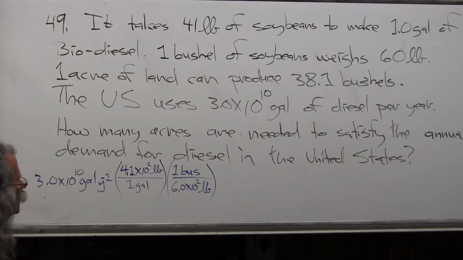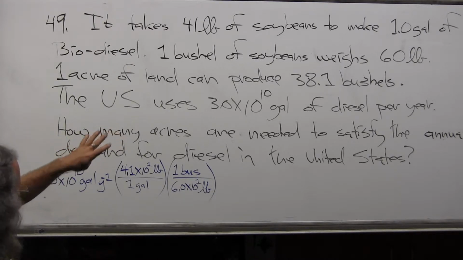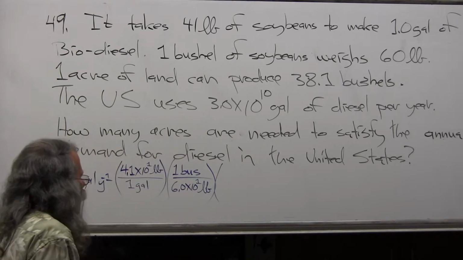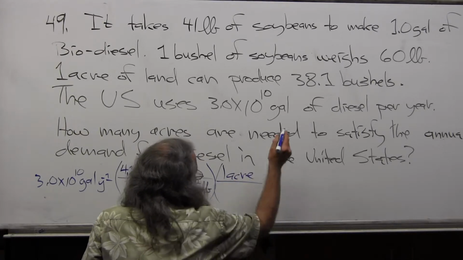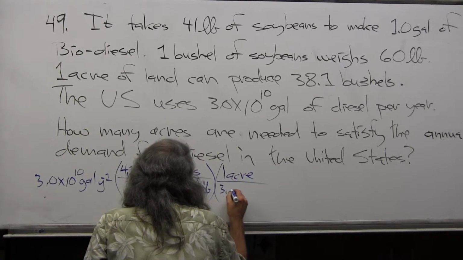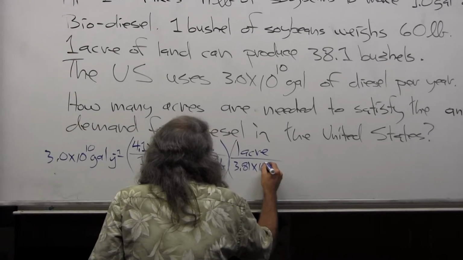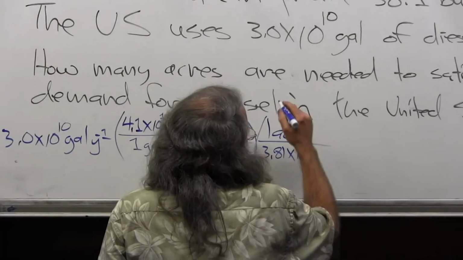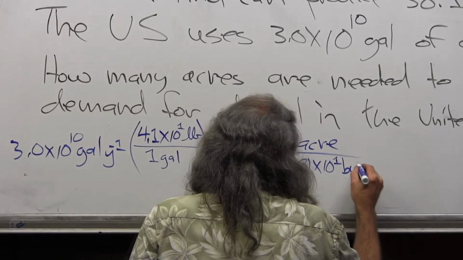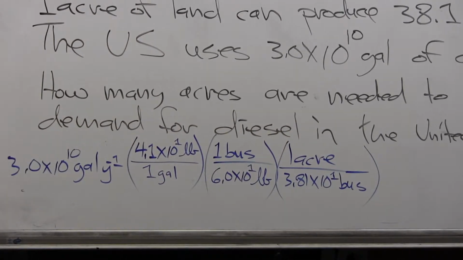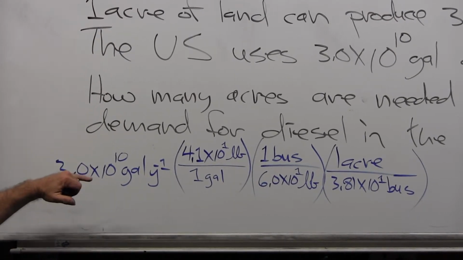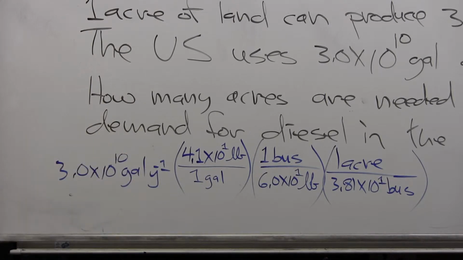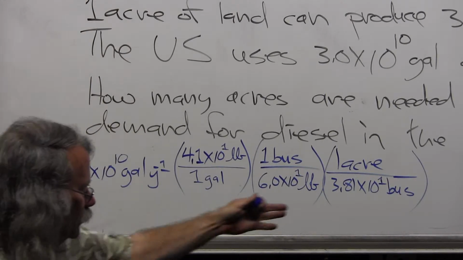Okay, so we're now in bushels, and now I'm going from bushels to acres. There is 1 acre for every 3.81 times 10 to the 1 bushels. So we've carried this to the point where we need to, because we asked the question, how many acres are needed to satisfy the annual demand. So we start with the annual demand, and we just plug through it till we get acres.